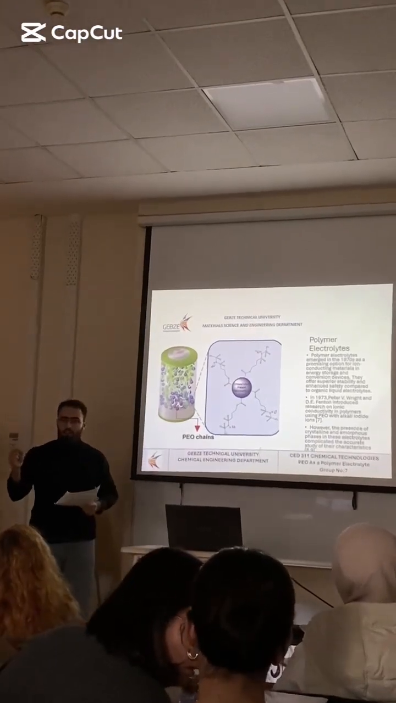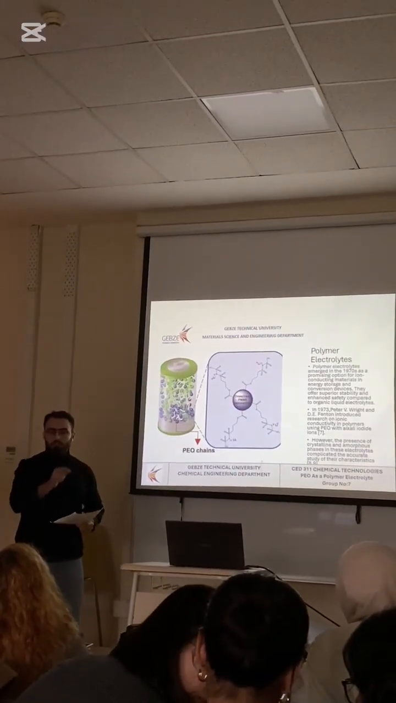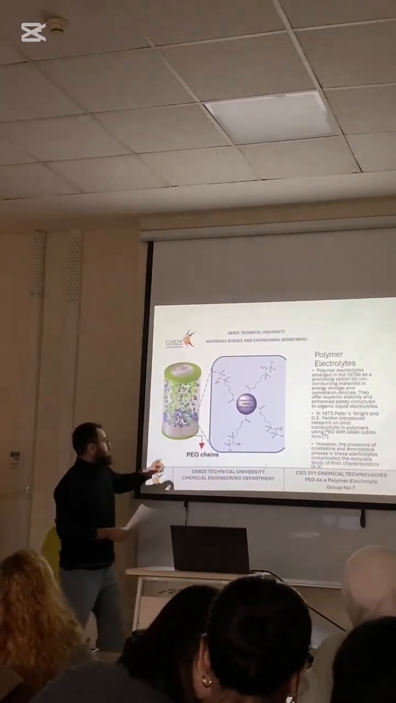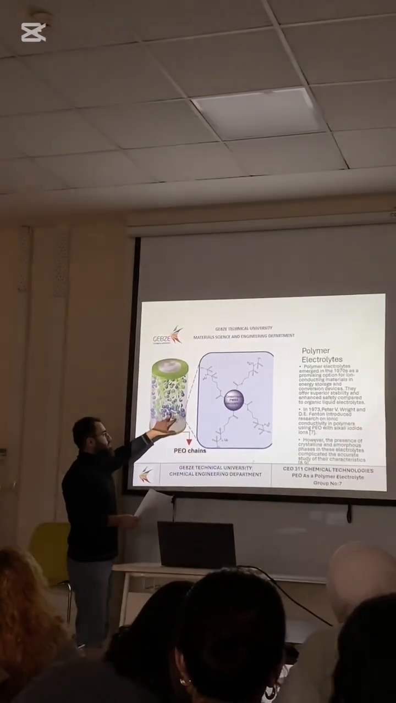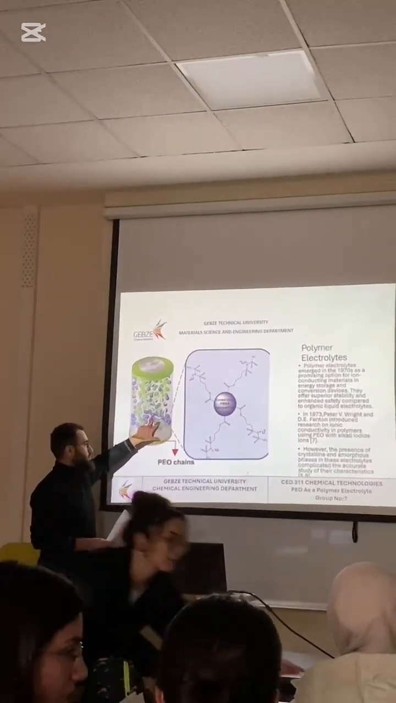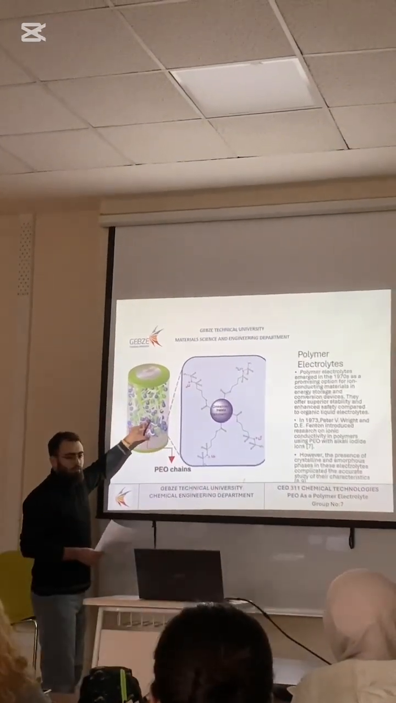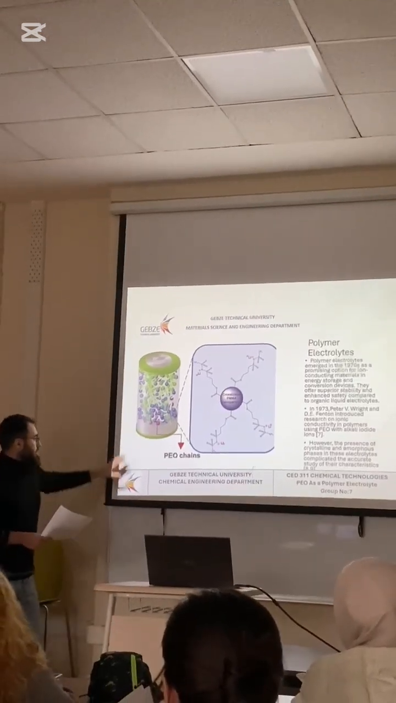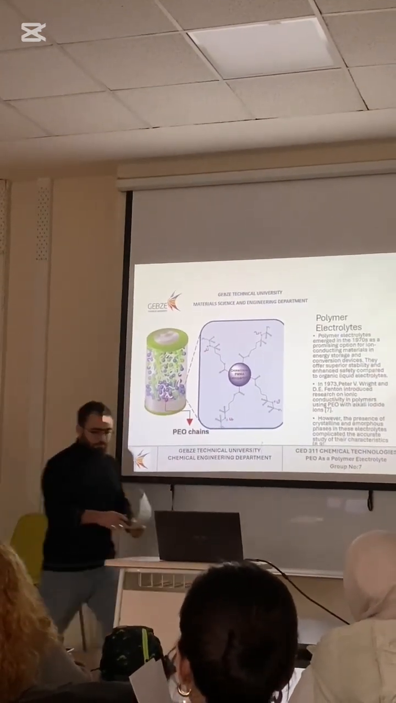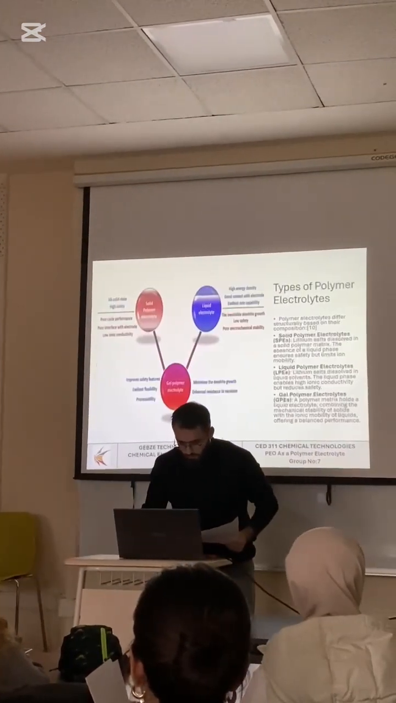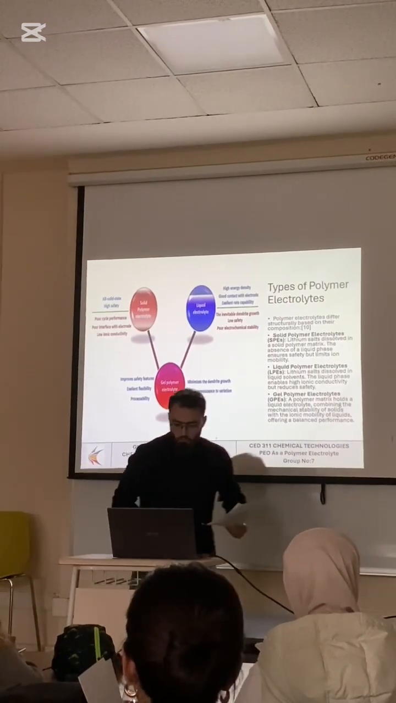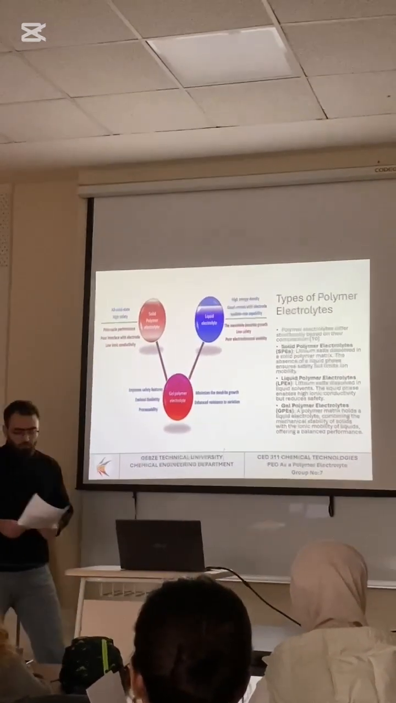Oxide can conduct the ion through the polymer chains. So they implemented this polymer electrolyte into energy storage systems, which in this case is a battery. So they found that it works. So let's talk about what types of polymer electrolytes we have.